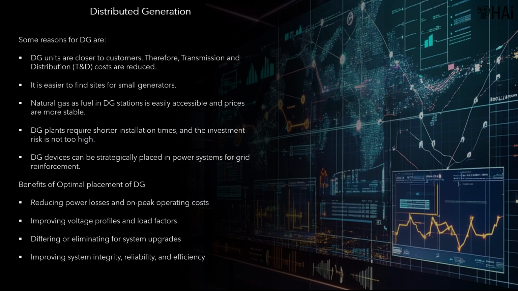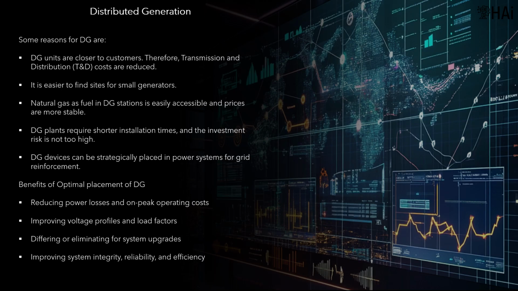Some reasons for DG are: DG units are closer to customers. Therefore, transmission and distribution, T&D, costs are reduced. It is easier to find sites for small generators. Natural gas as fuel in DG stations is easily accessible and prices are more stable. DG plants require shorter installation times, and the investment risk is not too high. DG devices can be strategically placed in power systems for grid reinforcement.